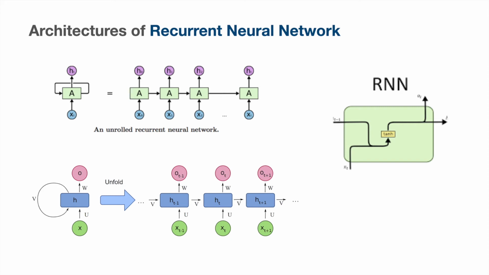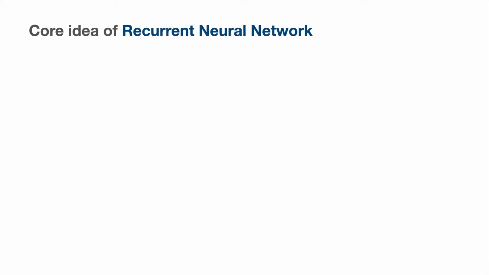There would be an activation function A, or the cell, that takes the input xt at different time steps, produces the output ht, and feeds the same output ht to the same activation function. So we can expand that to visualize it better. What is the core idea of the recurrent neural network? It's nothing but applying the same weights W repeatedly at different time steps.